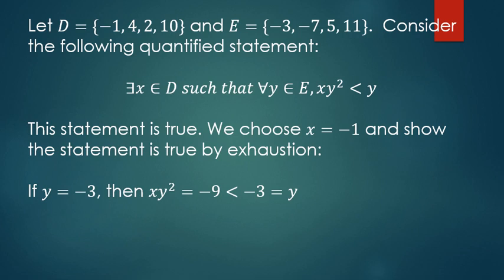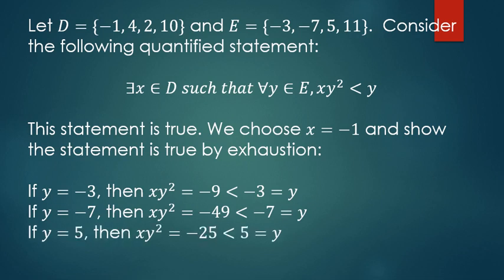Next up, x is still -1, but now y is equal to -7. In that case, x times y squared is -49. -49 is indeed less than -7, which was my y value. So again, xy squared is less than y. The other two cases are a lot more straightforward, a lot clearer to see that the predicate is true.